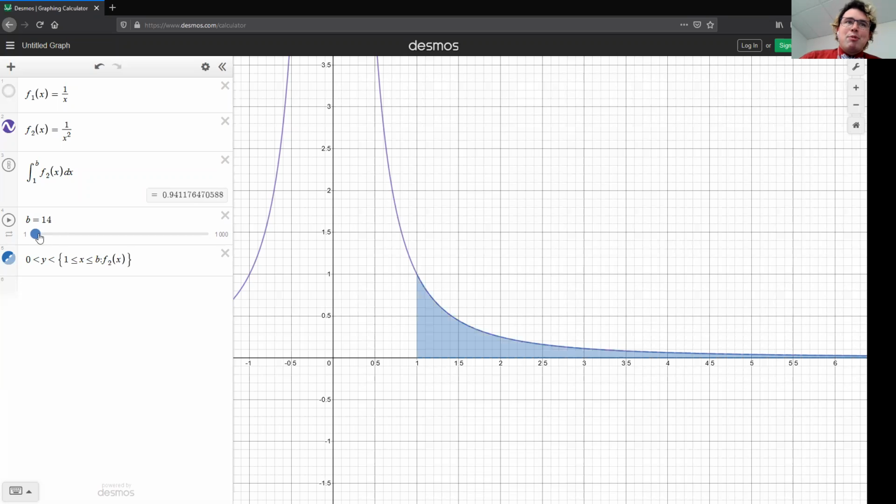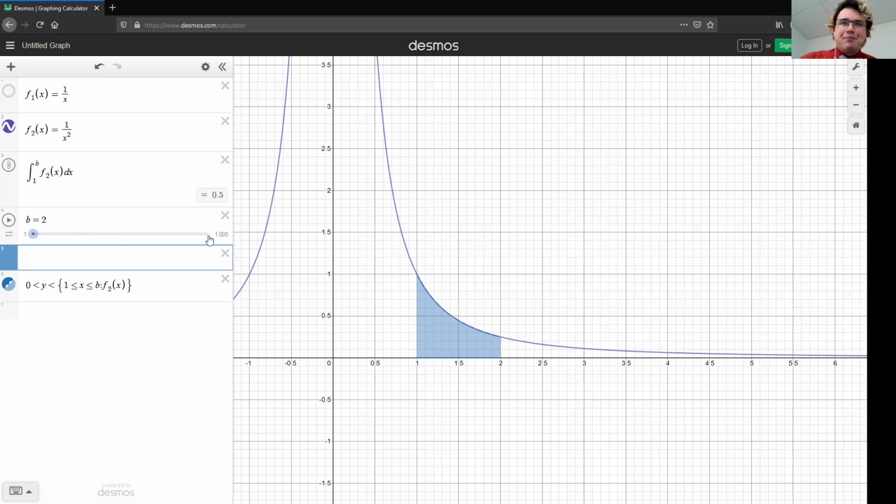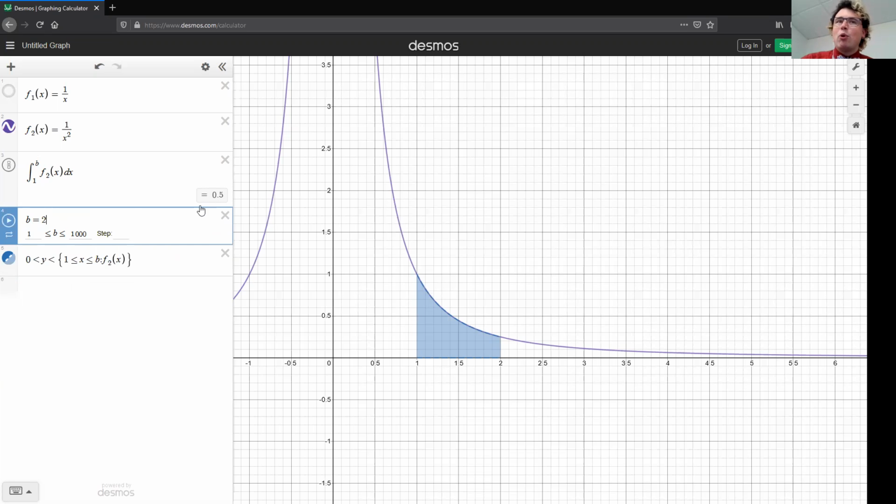So just like before, I can move my B slider and say I want all of the area between 1 and 2, bounded by this function and the x-axis. And Desmos has calculated out that that area will be 0.5, so just a half. I can take a larger value of b, maybe b equals 4. Now I'm getting integral equals 3/4.